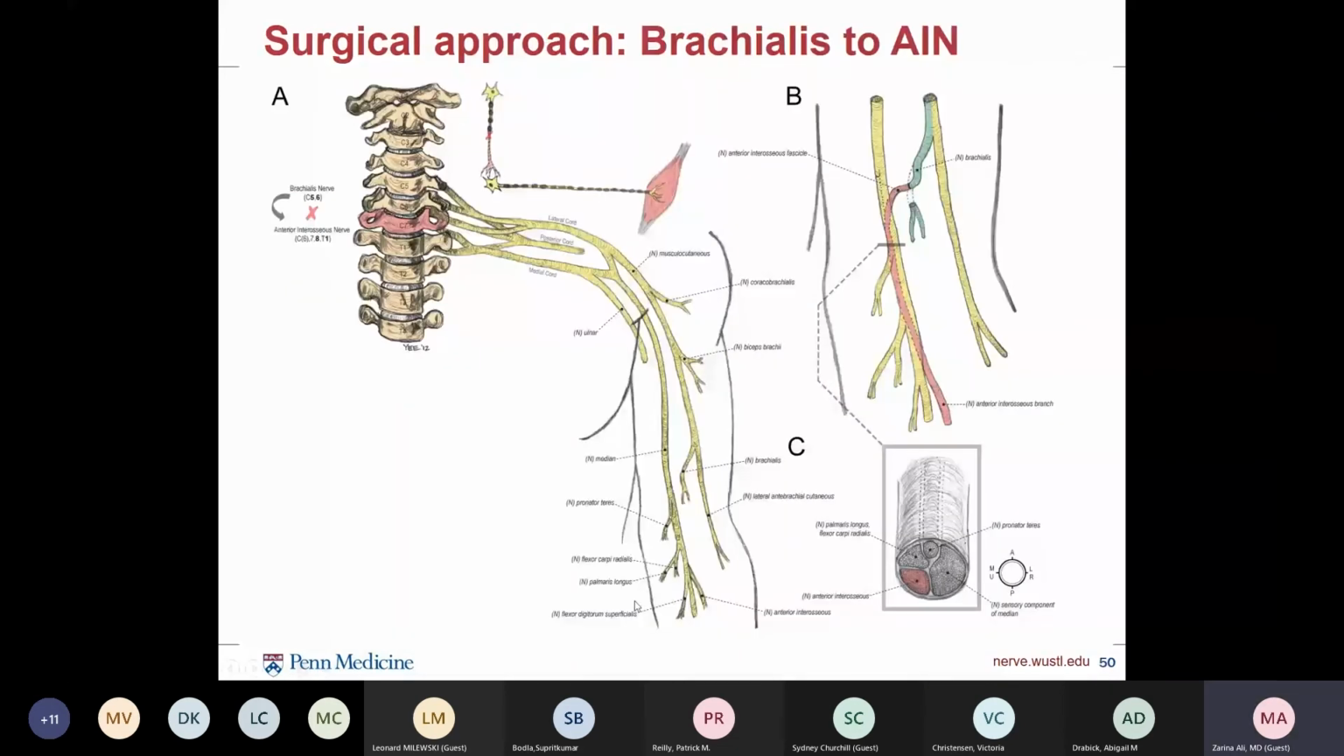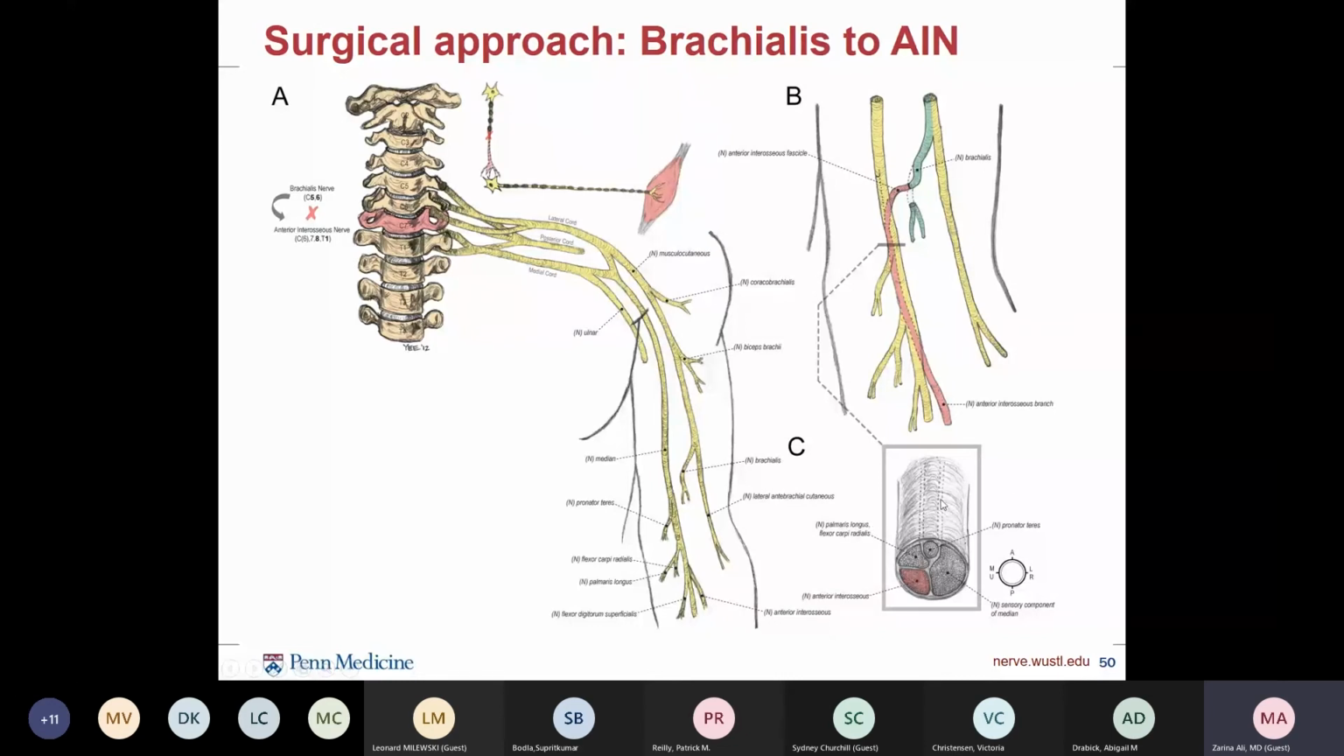So one of the common approaches to restore pinch, for example, would be utilizing the brachialis nerve to the AIN. The brachialis nerves come off the musculocutaneous nerve. So we're isolating that, and then we're able to dissect out the median nerve. The median nerve, you can see, has a topography that includes a huge sensory component, and then the AIN component that gives you the ability to perform pinch, and then the flexor carpi radialis and palmaris longus components of the nerve, and the pronator component of the nerve.